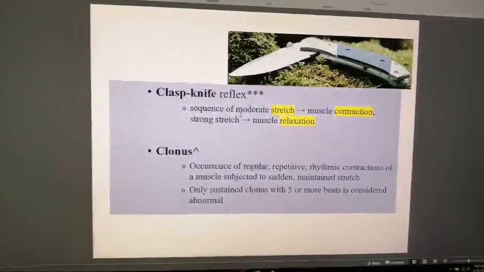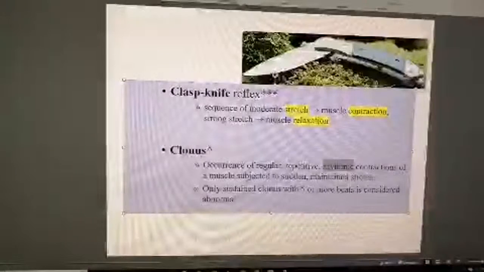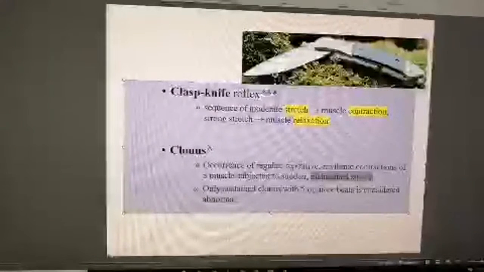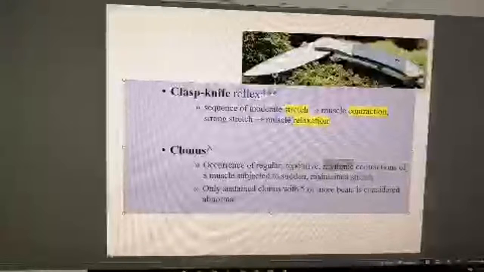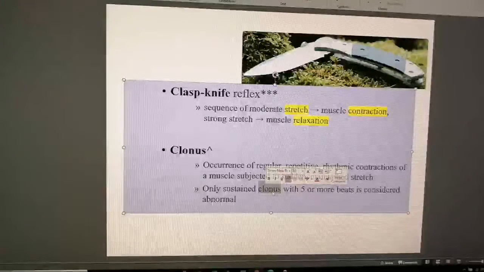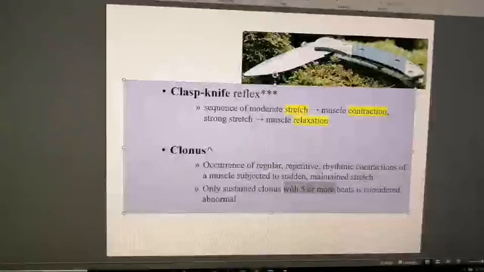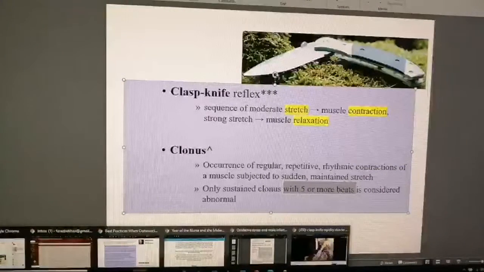Okay. So the last thing, and don't worry, I'll just show you the video. You like the gamma efferents in stretch to a muscle, which cause regular, repetitive, rhythmic contractions, and if they are sustained for 5 or more beats, that is clonus. Normal people can induce a clonus in their muscles. It should be less than 5 beats. Okay. If it's sustained beyond 5 beats, then it's considered abnormal. What am I talking about? Let's see here.